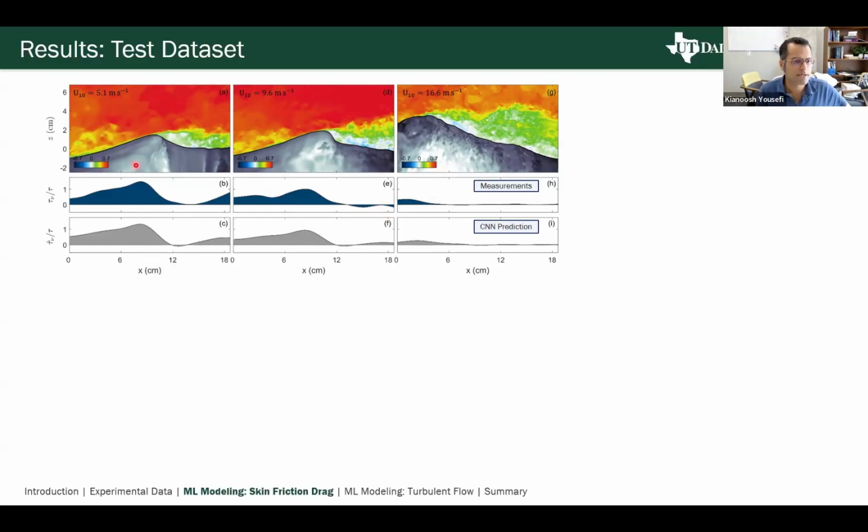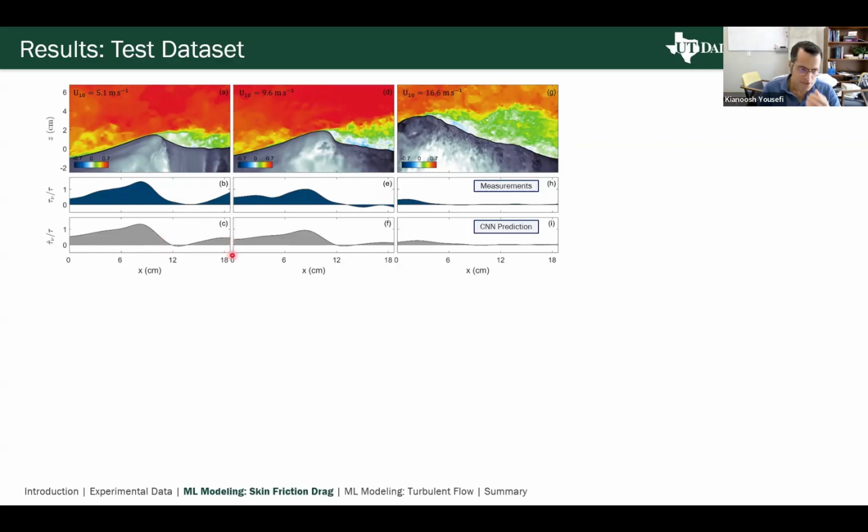The first column is the wind speed of 5 meters per second, let's say 1 meter per second. The second column is 9.6 meters per second, and the last column is our highest wind speed of 16.6 meters per second. The first row shows the horizontal PIV velocities from experiments. The second row shows the experimental skin friction drag, right? So these are coming from experiments. And the third row shows the CNN prediction.